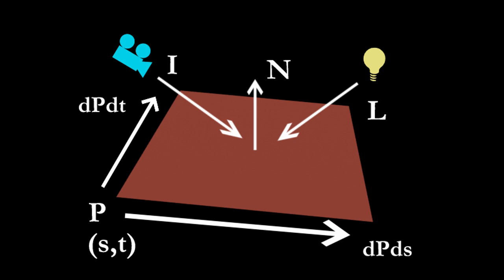And finally, when you're in an illuminance loop, when you're calculating lighting, you get a vector L, which is the vector from the position of the light which you are calculating to the micropolygon.